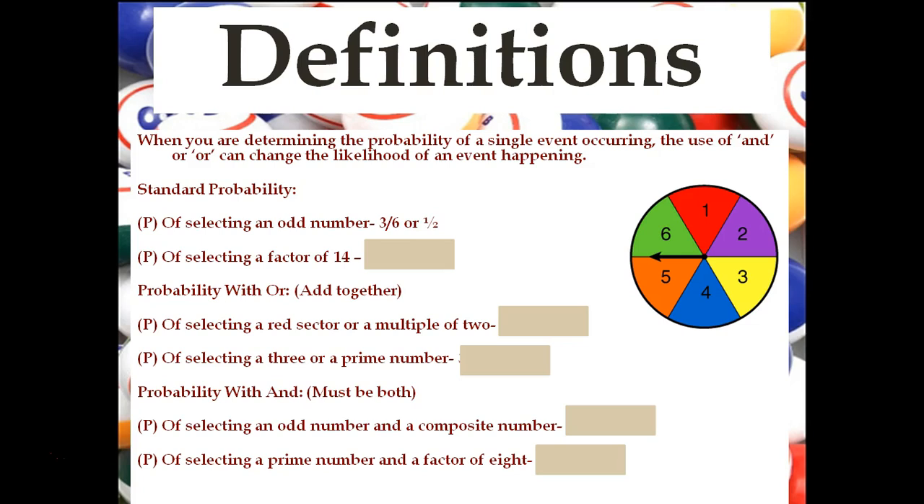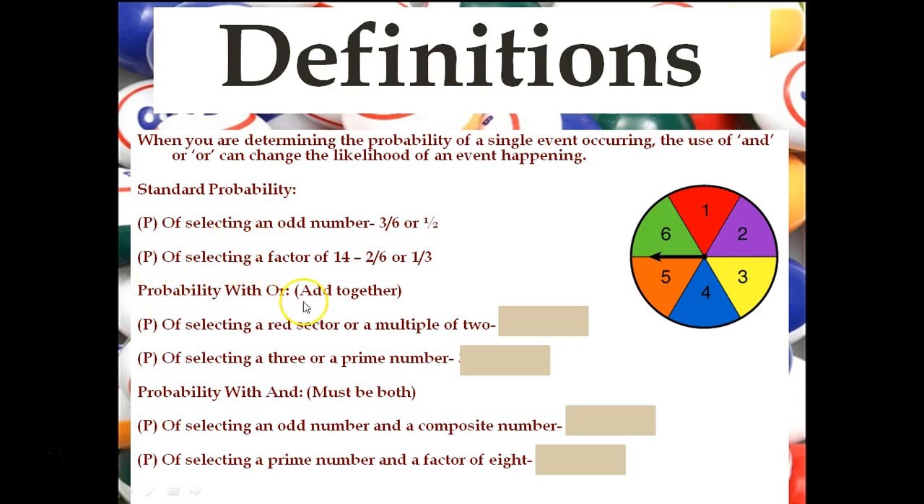Probability of selecting a factor of 14. 1 is a factor of 14. 2 is a factor of 14. That's 2 out of 6, or 1/3. That's the basics. We all should know that.